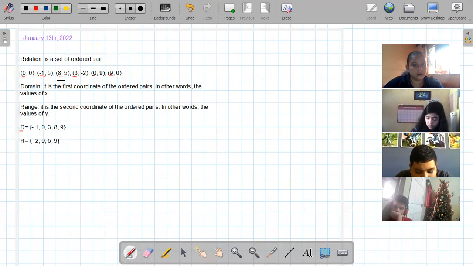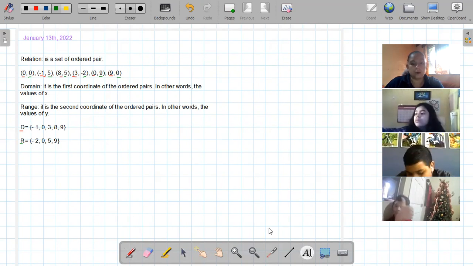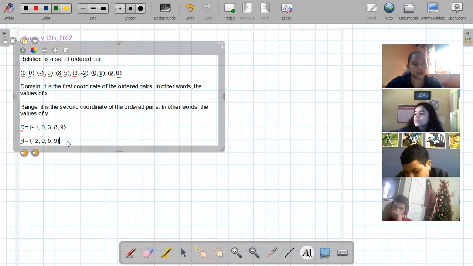So we got -2. Then we have 0 twice. We got 5 twice. And we got 9. And that is the range. All of those values of y. Okay. We're good so far? Easy peasy, right? Okay, let's go with the next definition.